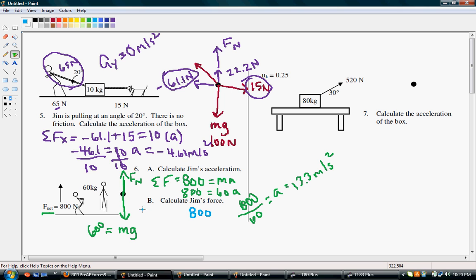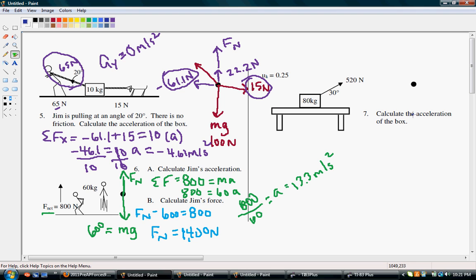And we know that we have the normal force that the surface is going to have to apply up, minus the force of weight. So the normal force that Jim applies to the floor is going to be equal and opposite to the force that the floor applies to Jim. So if we know that the normal force that the floor applies to Jim is 600 plus 800, which is 1400, then we also know that he applies 1400 newtons to the floor. So that's the force that Jim uses to push off the ground with.